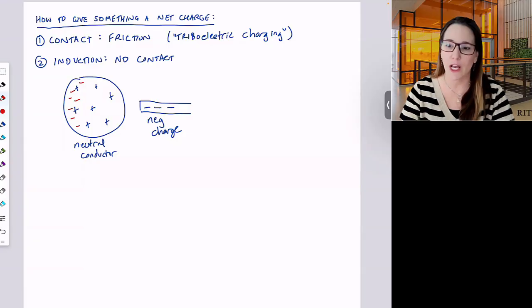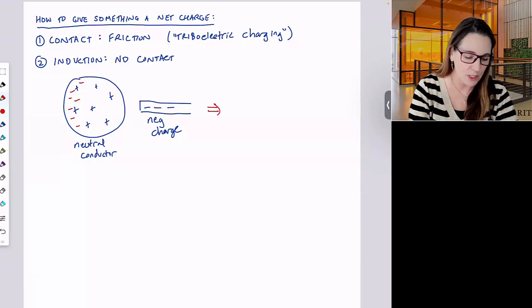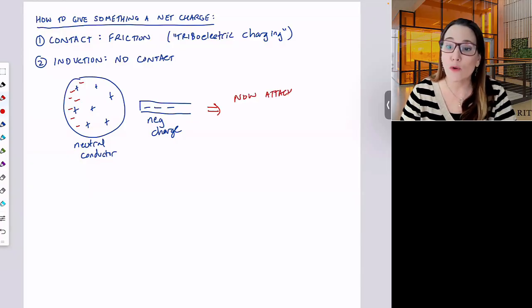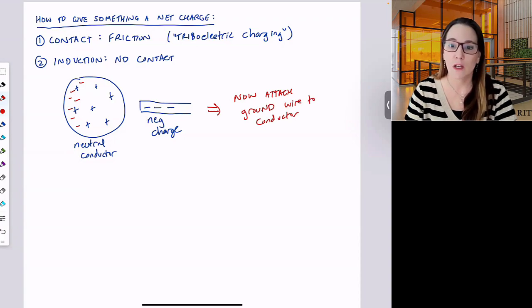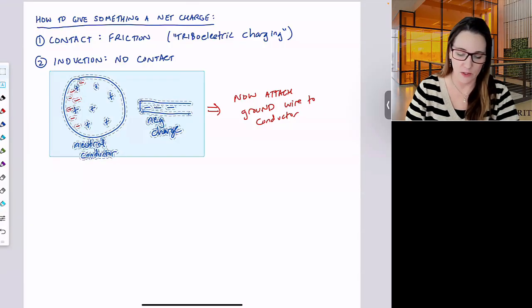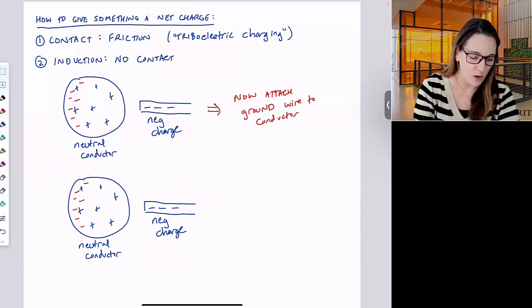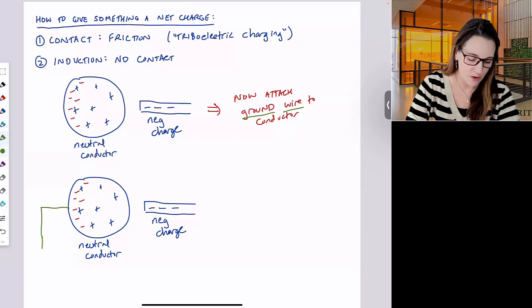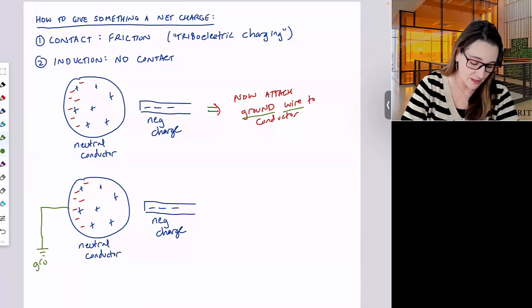So that's the starting situation for charging by induction. I haven't yet given anything a charge, right? What I'm going to do now is attach a ground wire to the conductor. I can basically just take this picture again, and now I'm going to attach this ground wire. So that is going to go over here. We very often draw ground as this sort of symbol of 3 lines.